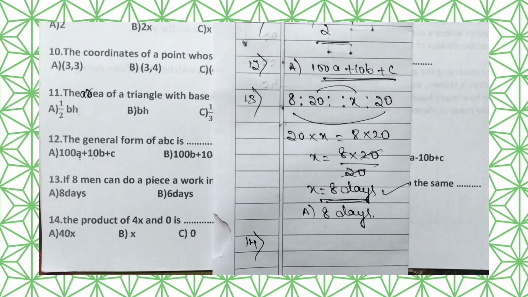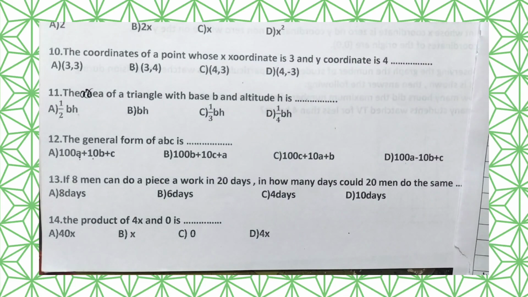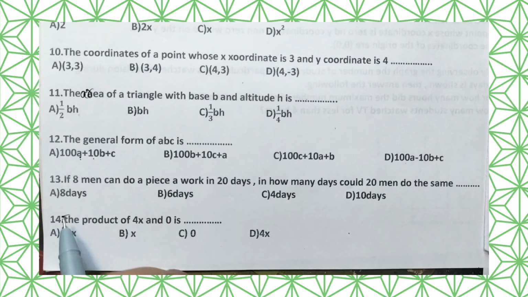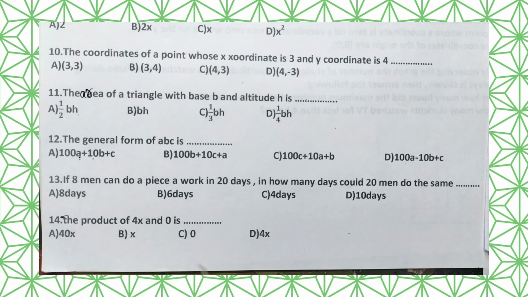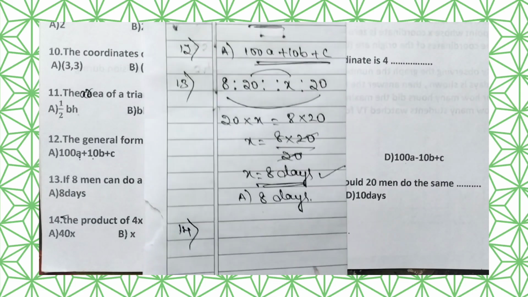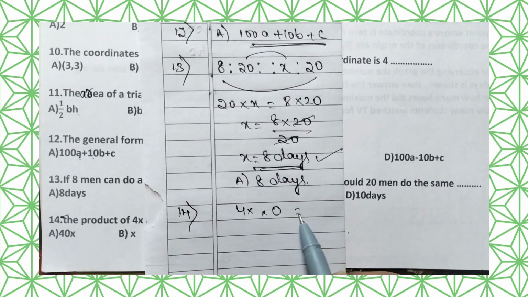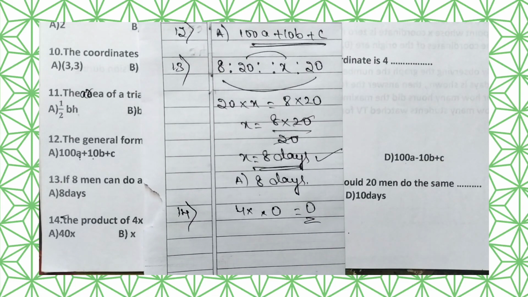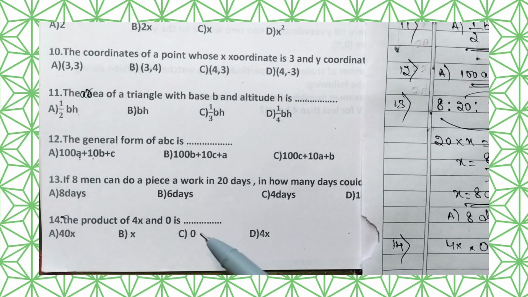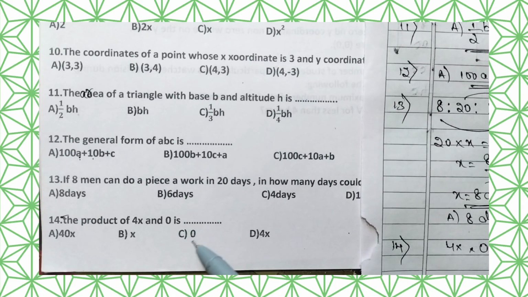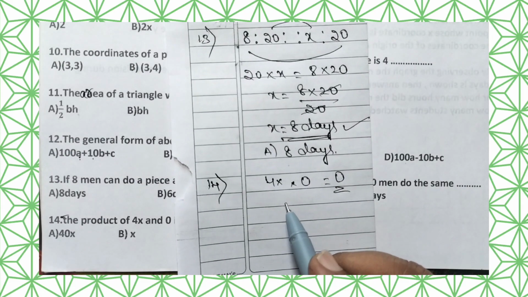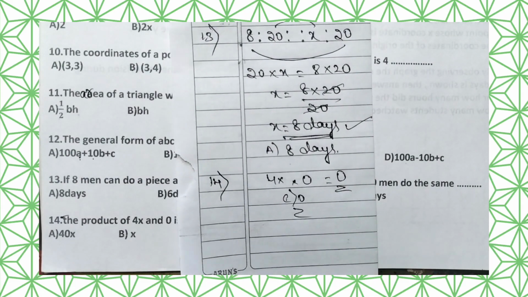Now let us move for 14th question. The 14th question is the product of 4x and 0 is dash ಅಂತ ಇದೆ. So 4x ಅನ್ನು you have to multiply by 0. So anything multiplied by 0 is 0. Therefore the right answer for this question is, that is option C, 0. So option C, 0 is the right answer.